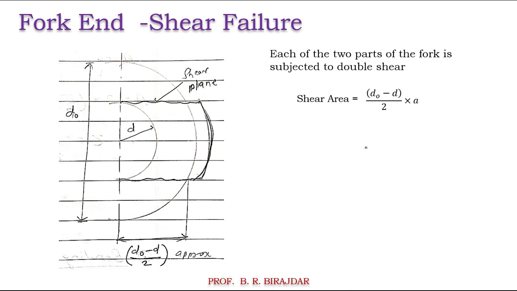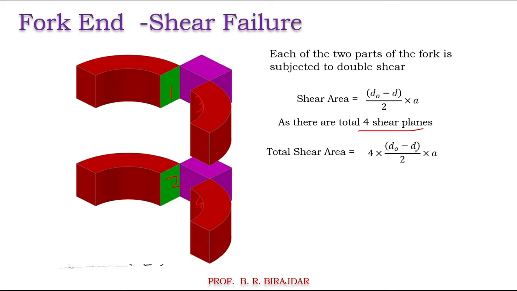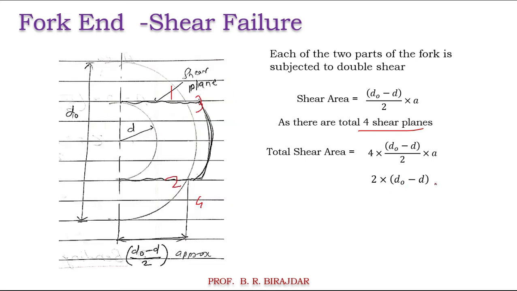Then you can find out (D0 minus D) divided by 2 into A. This is the 1, and as there are 4 different shear planes, 1, this is 2, and here at the back side 3, and here it is the 4, then I will multiply it by 4. So 4 times (d1 minus d) divided by 2 into A. Therefore we will get A is equal to twice (d1 minus d). So this is the area which is resisting to the shear failure.